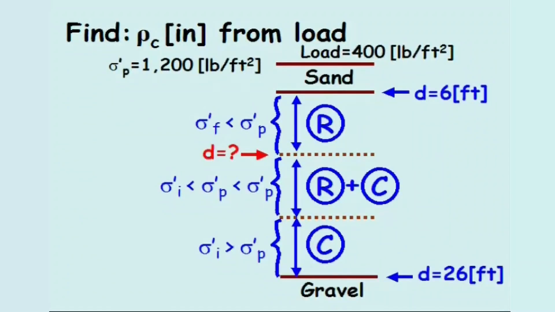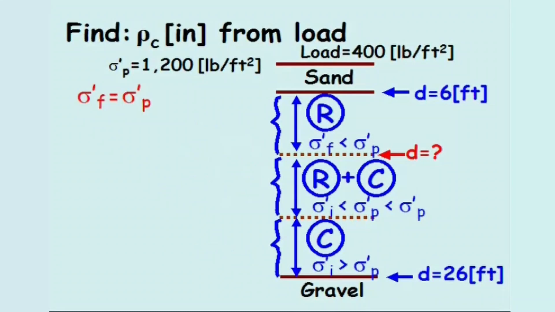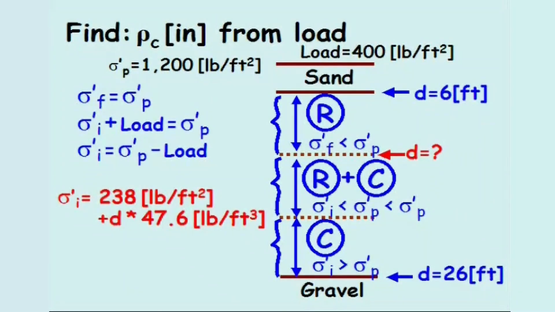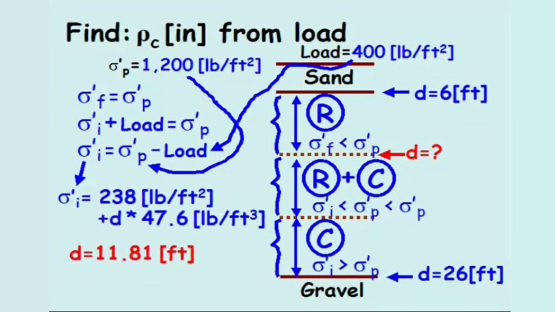The depth at which virgin compression begins occurs where the final stress equals the pre-consolidation stress. To determine this depth, we set the final stress equal to the pre-consolidation stress and solve. The final stress equals the initial stress plus the load. We can use our previously derived equation for the initial stress as a function of depth, and after plugging in our known values, we find d equals 11.81 feet.